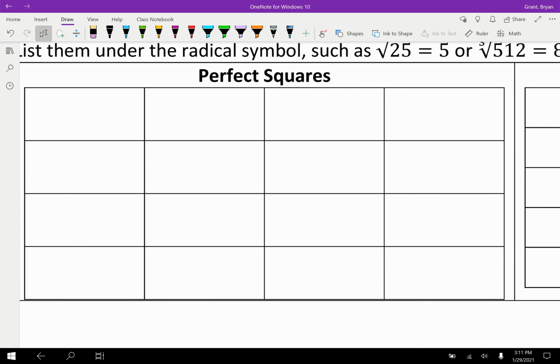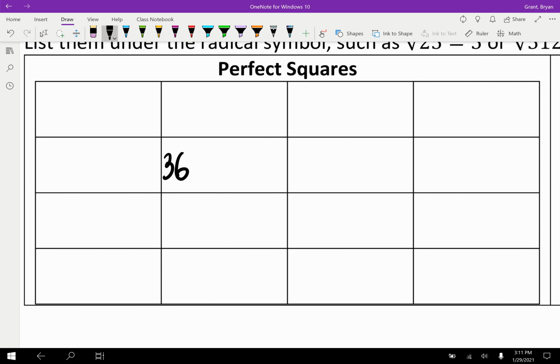Now, we've already done several of these. I'm going to start at this top left box, and I'm going to count down 1, 2, 3, 4, 5, 6. I'm going to start in the sixth box, and I'm going to start with 36. 36 is a perfect square. And then next to it, you're going to have to write small here. The reason why this is a perfect square is because the square root of 36 is 6. It's a nice whole number.